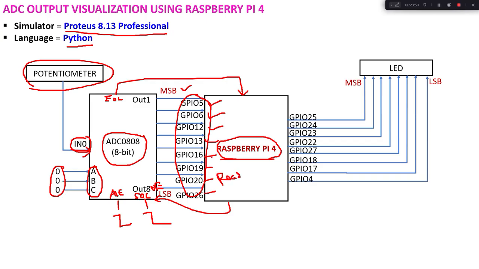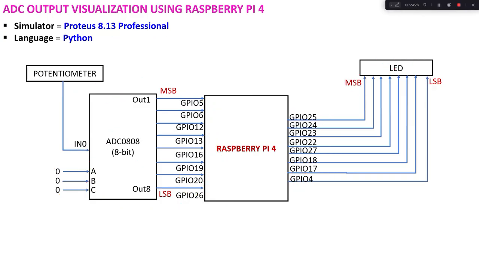After reading this data, I am going to send it to an LED. The LED is connected to 8 pins: 25, 24, 23, 22, 27, 18, 17 and 4. And we try to display that value on the LED, where GPIO 25 will carry the MSB and GPIO 4 will carry the LSB. So we take the sensor data, read it, convert it and send the data to the Raspberry Pi. The Raspberry Pi is going to read that 8-bit data and send that 8-bit data to an LED for display. So that is what we are going to do in this project.